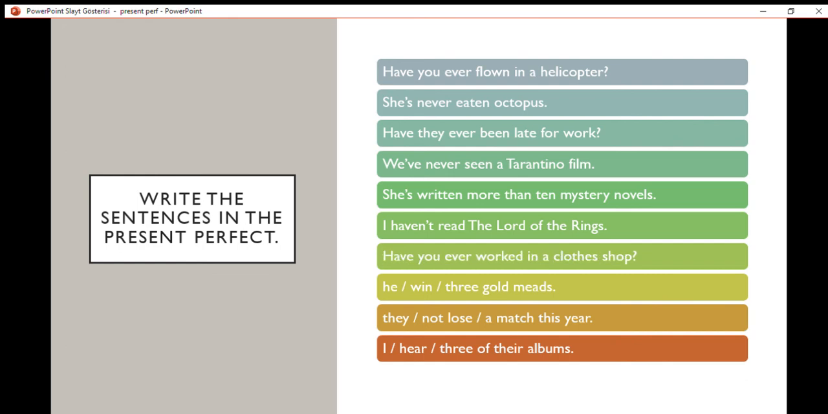Have you ever worked in a clothes shop? He's won 3 gold medals. That's not means, that's medals, my bad. And not he is won, he has won. He's won 3 gold medals. It's not means, it's medals again, my bad. They haven't lost a match this year. And the last one, I've heard 3 of their albums.